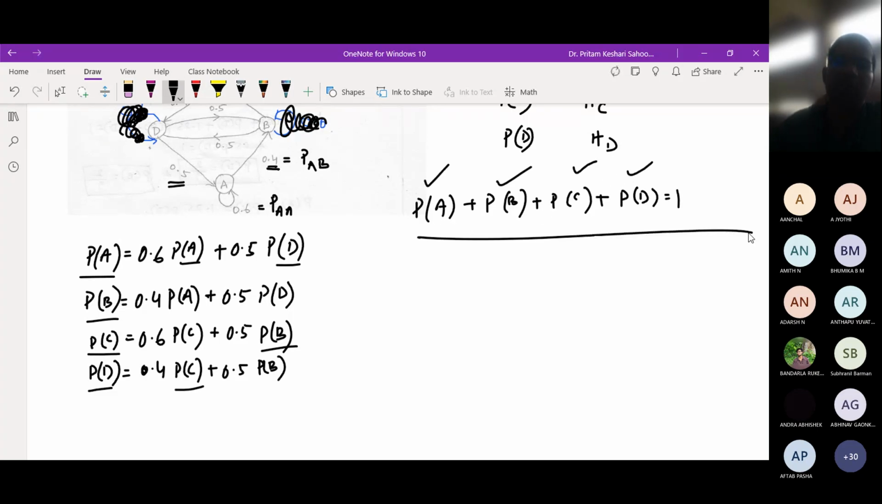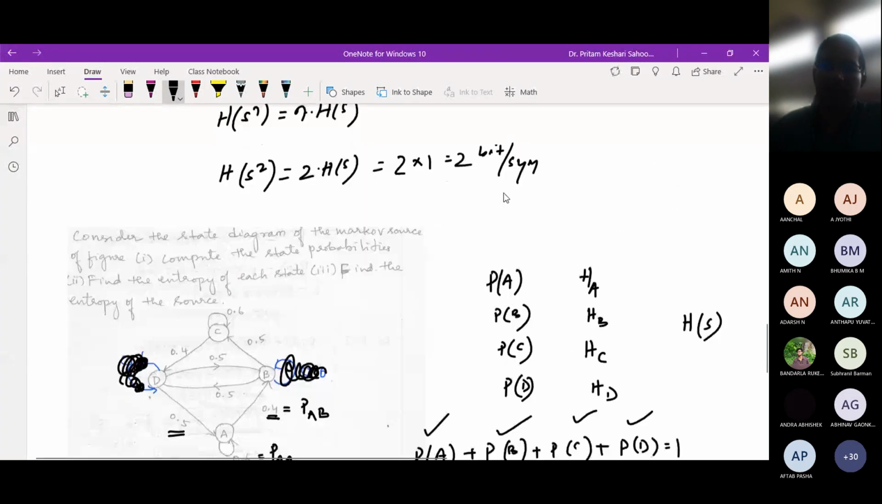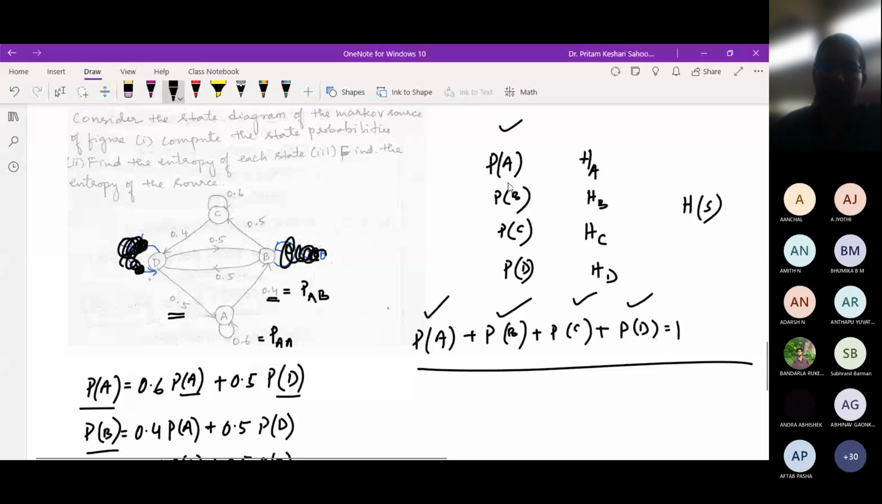Even this particular equation is not required in finding the values of P of A, P of B, P of C, P of D. Using the other equations also you can find them out, because you have 4 unknowns and you have 4 equations. So individual state probabilities you can find out. All right. This is what has been asked in the first part. So this is how you can find out.